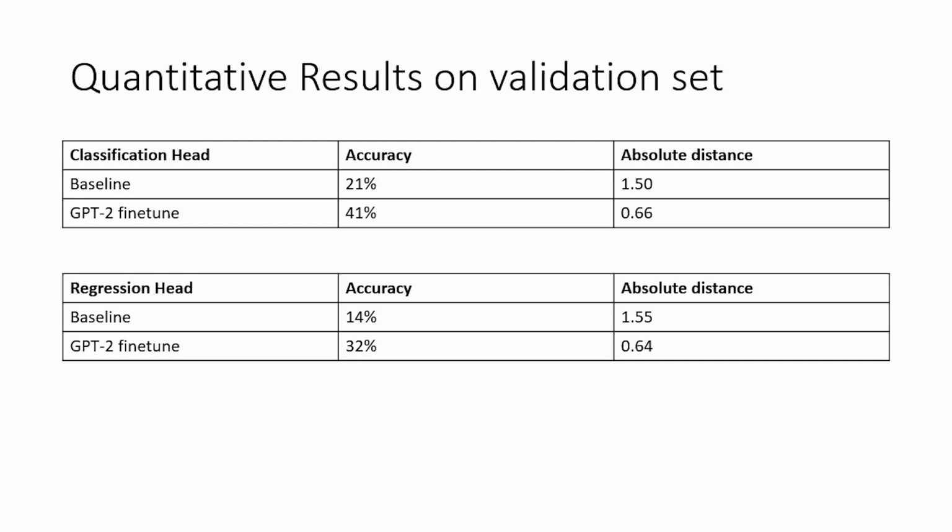Some quantitative analysis on the validation set. For both the classification head and the regression head, the GPT-2 fine-tuned model does much better than the baseline model. For the regression head, the GPT-2 fine-tuned model actually has a lower average distance. We have 2 different metrics here. One is the exact matching accuracy, and the other is the difference between the predicted score band and the label score band. The regression head has a smaller average distance, and the classification head has a higher exact matching accuracy.